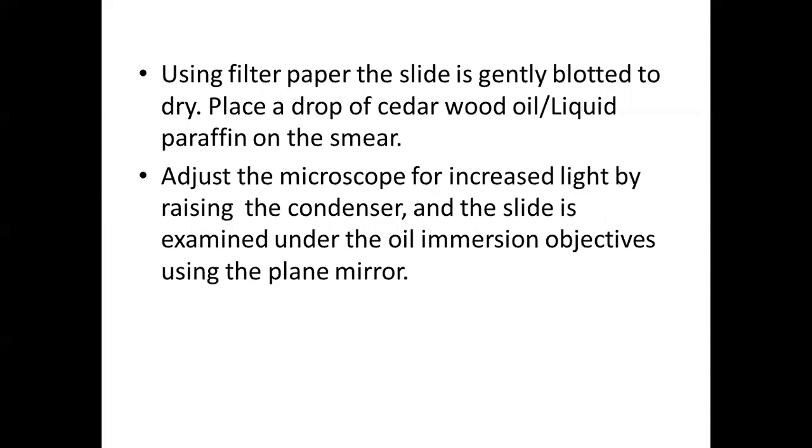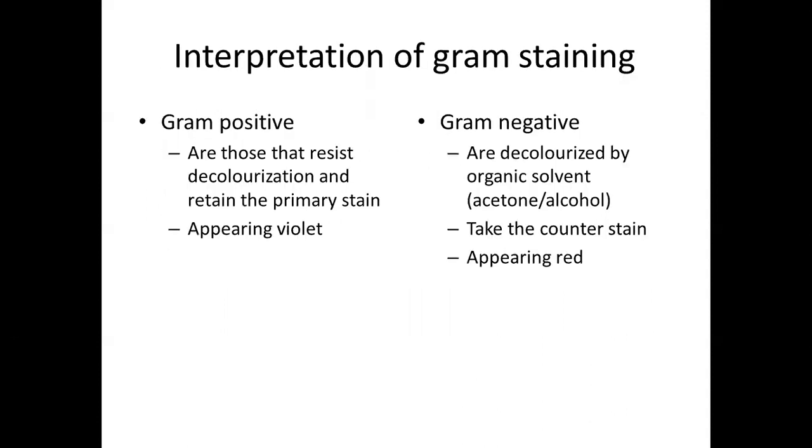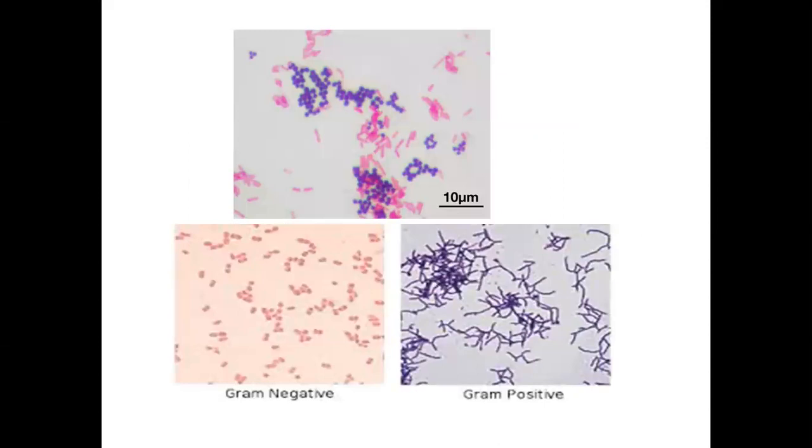Place a drop of cedar wood oil or liquid paraffin on the smear. Then adjust the microscope for increased light by raising the condenser, and the slide is examined under the oil immersion objective using the plane mirror. By using this, they can identify the microorganism, where the blue color indicates the primary stain, gram positive, and the pink color indicates the counter stain color.